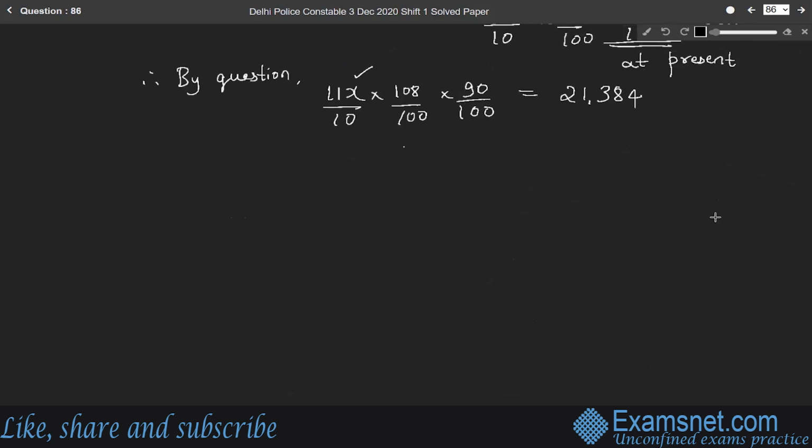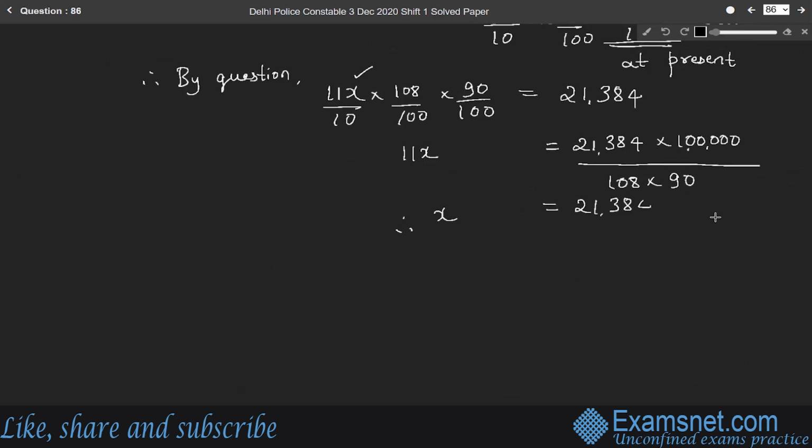Therefore, 11x is equal to 21,384 into 1 lakh divided by 108 into 90. Therefore, x is equal to 21,384 into 1 lakh divided by 11 into 108 into 90.